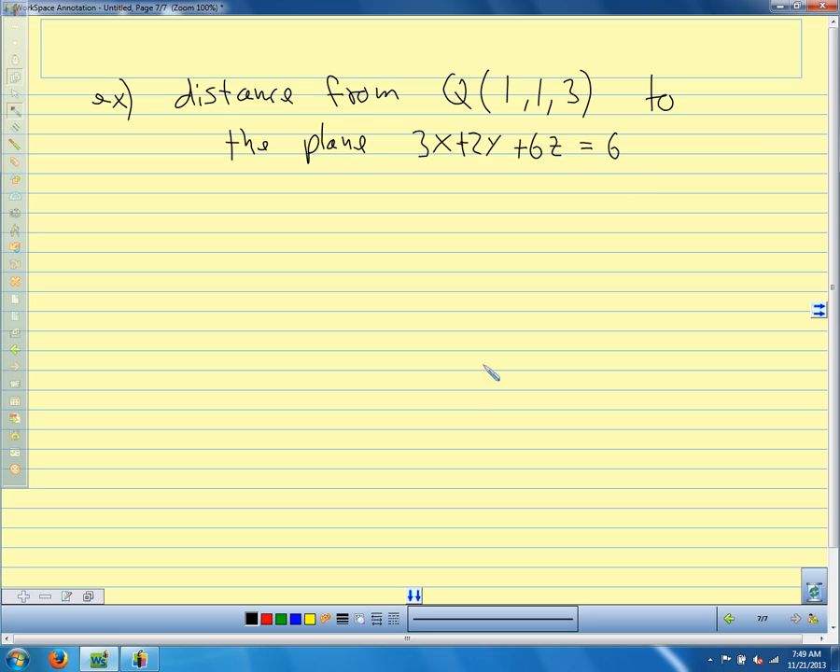So we need a couple of things to find our distance. We need a normal vector. So what is our normal vector going to be here? (3, 2, 6). Just pick out the coefficients on x, y, and z. So there's my normal vector. And I need a point on the plane. So I need my point P.